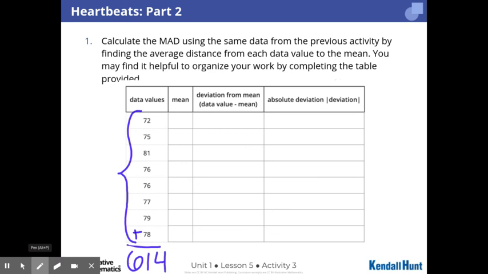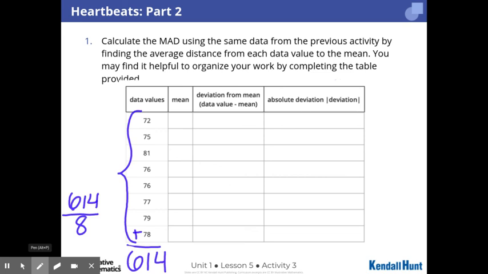Okay. Since we're not finding the middle of the value, we don't have to put those numbers in order numerically right now. But if we were finding the median, we would have to reorganize those numbers. Since we're adding them up, we can leave them the way they are. Since we have our total of 614, your next step is to divide that by the number of values you have. So we have 1, 2, 3, 4, 5, 6, 7, 8. So you're going to take 614 and divide that by 8.